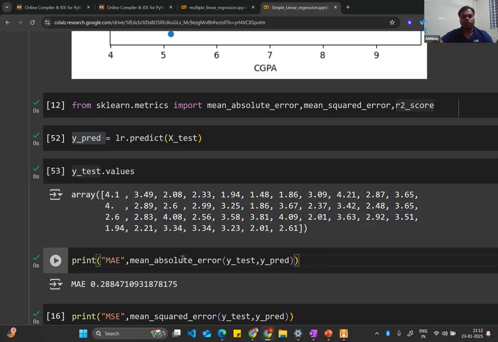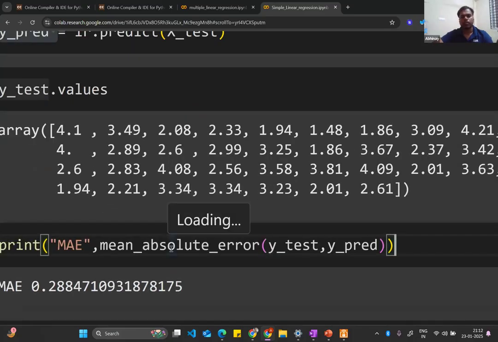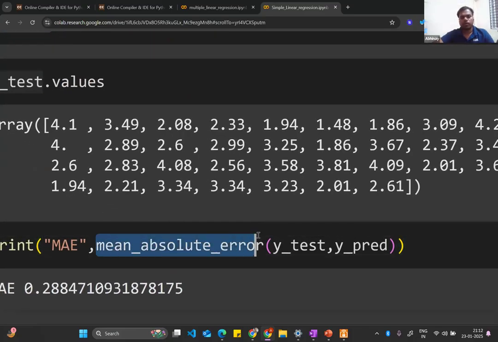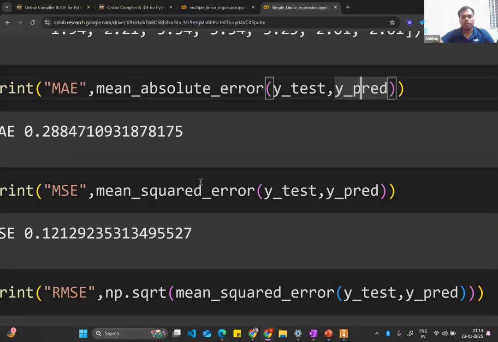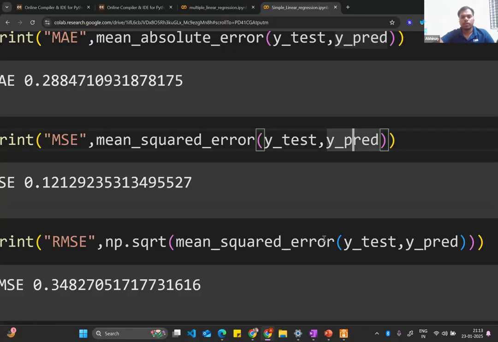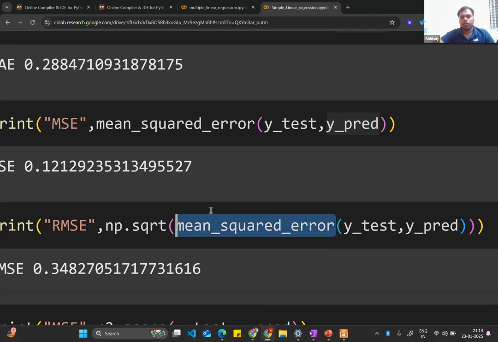After that, just apply this. Mean absolute error will basically have two parameters: one is your y test, the other is your y predict. Just write this function: mean absolute error, y test, y predict. In the same way, mean squared error, y test, and y predict.